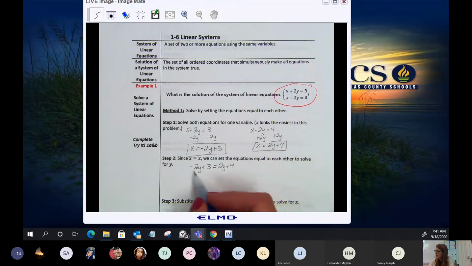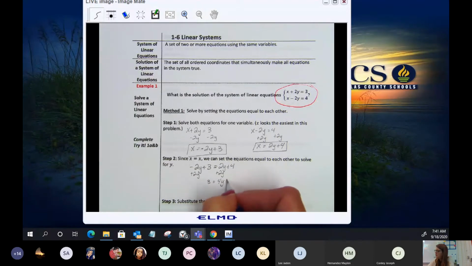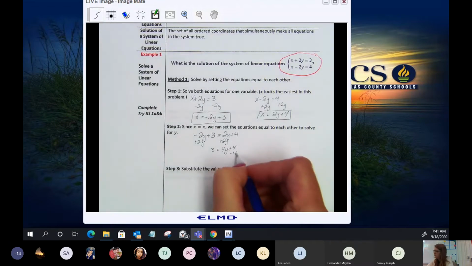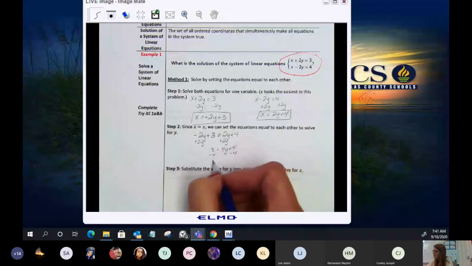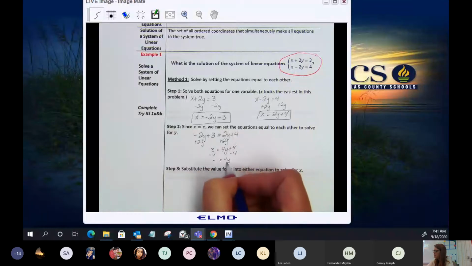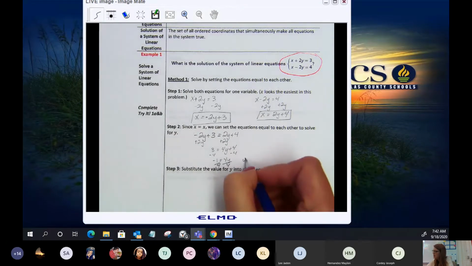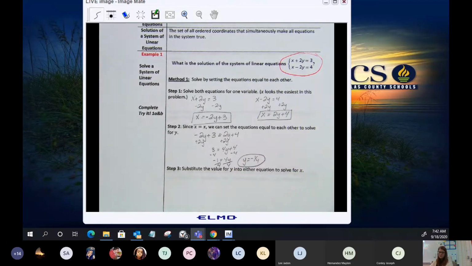So let's add 2y to both sides. And I get 3 equals 4y plus 4. Subtract the 4 from both sides, and I'm going to get negative 1 equals 4y. And then I'd have to divide out that 4, and I'm out of room. So that means y equals negative 1/4. So I solved for y.